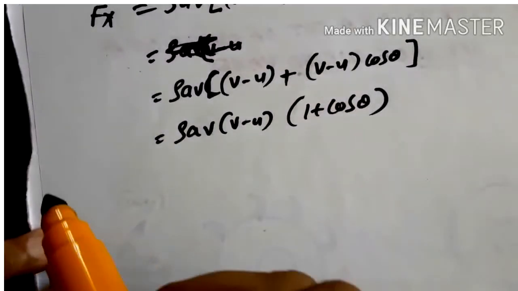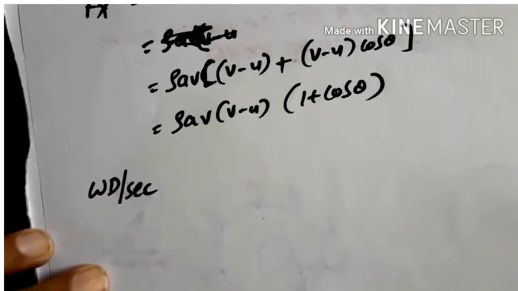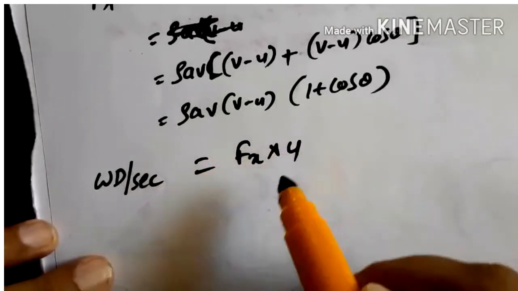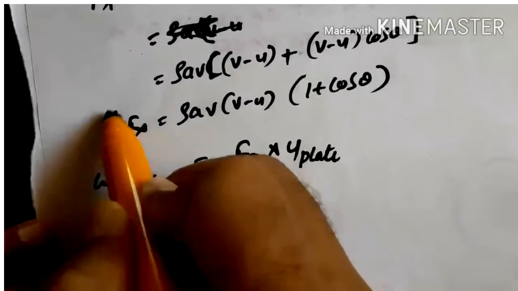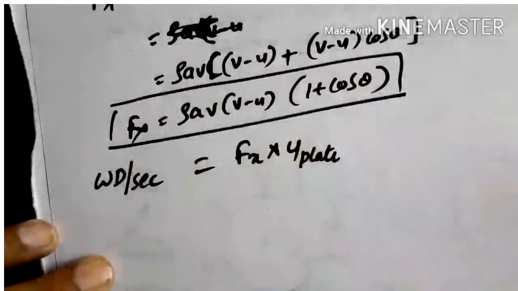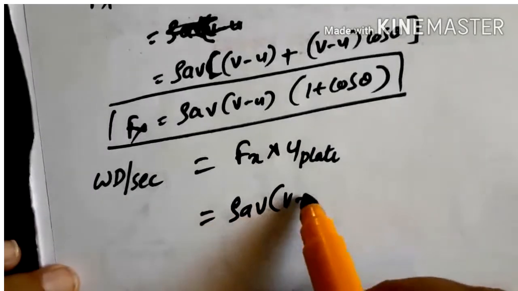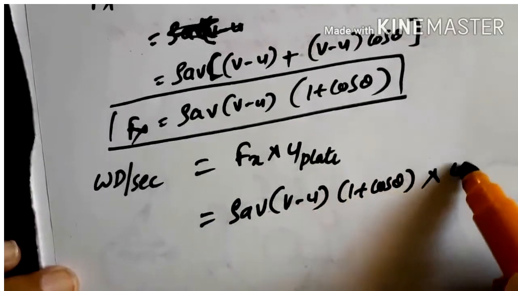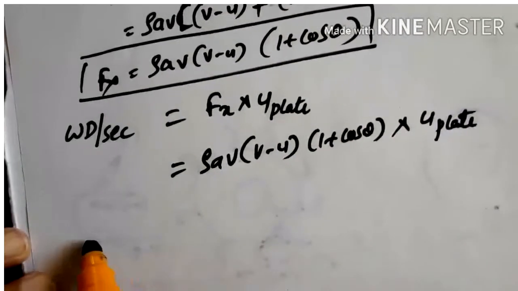Okay, then work done per second. We know the formula: force into velocity of plate. The force we have already calculated, this is the force exerted by the jet. Then Fx equals rho A (v minus u)(1 plus cos theta) into velocity of plate. Then next, efficiency of the jet.